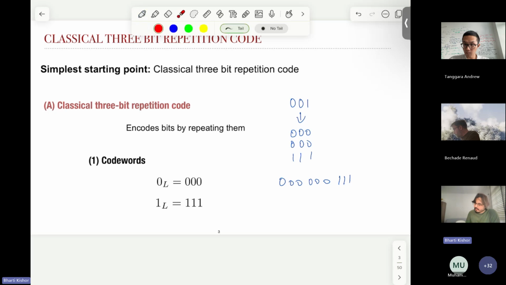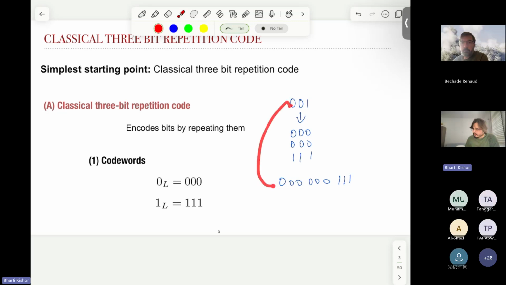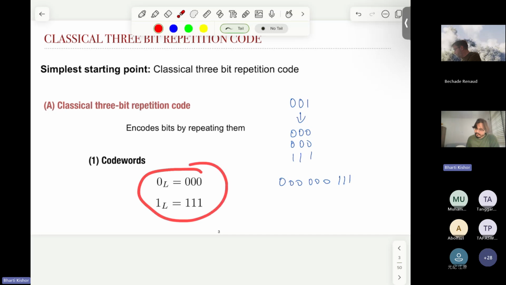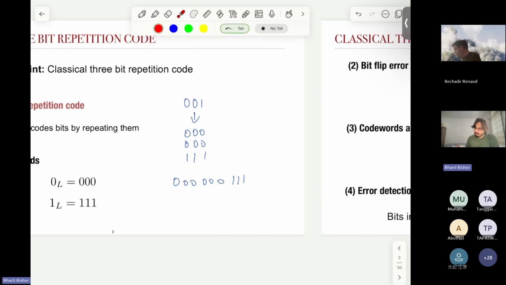In this way, by repeating, you have taken a single-bit message and converted it into a block of size 3, then another block of size 3, and another. The code words are nothing but a repetition of the original bit. So the 0 logical is 0 0 0, and the 1 logical is 1 1 1. That's how we define the code words.